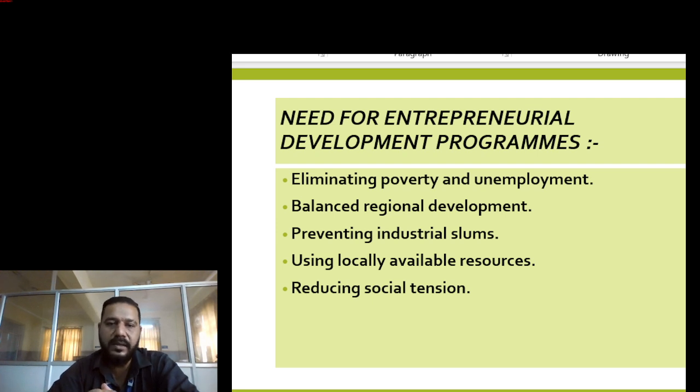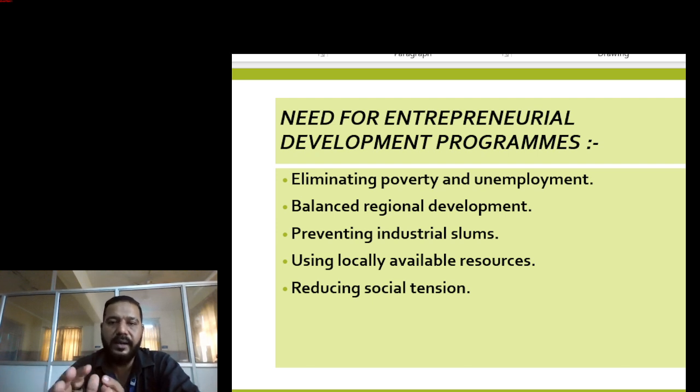Second is balanced regional development, as I have already discussed. It is focusing on rural development and also on urban development. That's why I am talking about regional development. It is a balanced regional development. It is talking of both rural and urban.